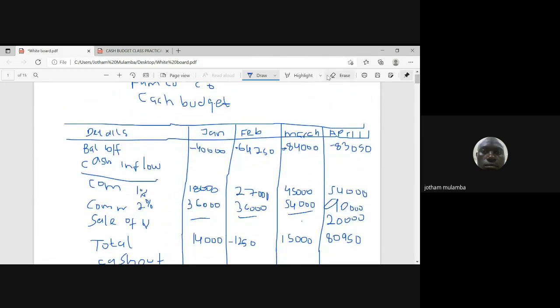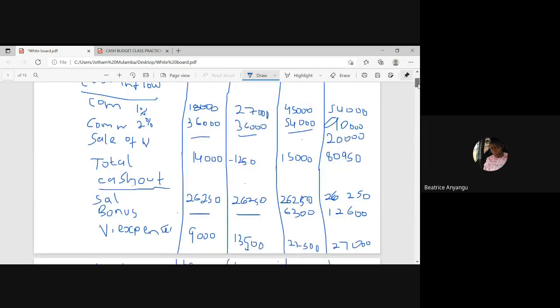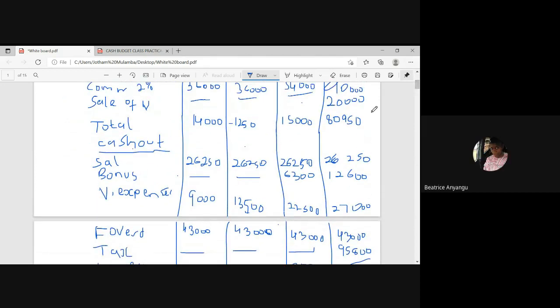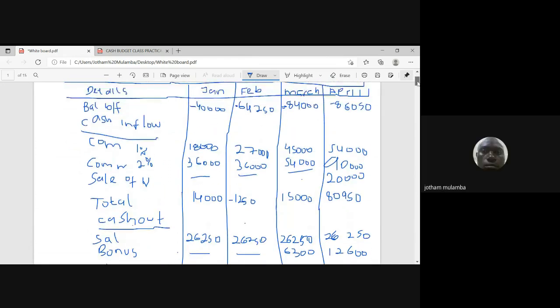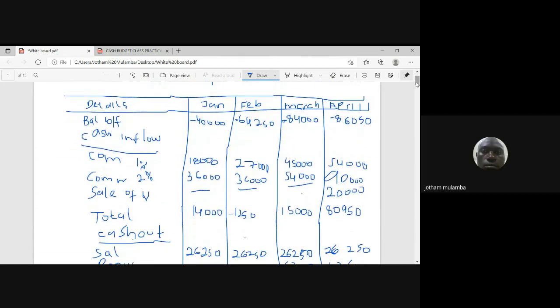So we'll also change that, as it will affect some of our figures. The last figure it will affect is our total. I think even the starting capital in April should be affected. The balance brought forward has changed. Starting capital in April has changed from 83 to 86,050, negative.